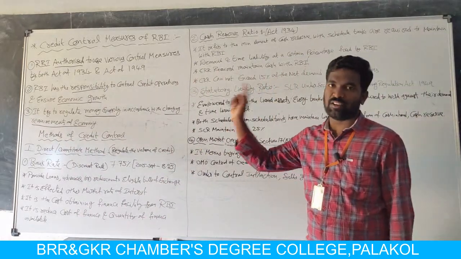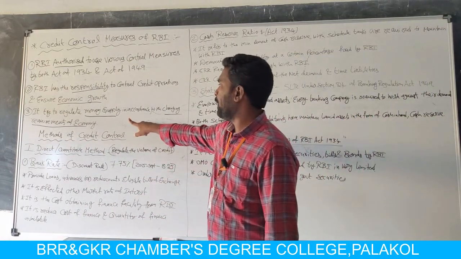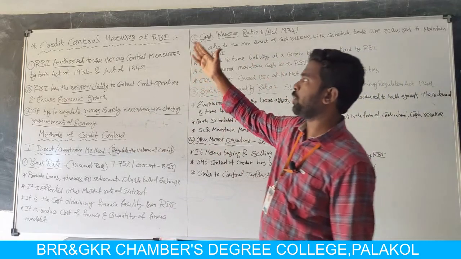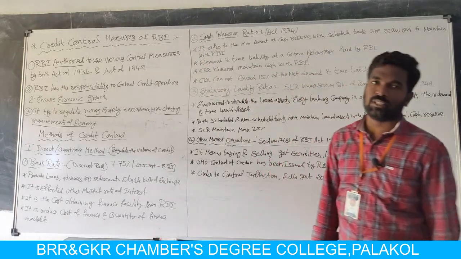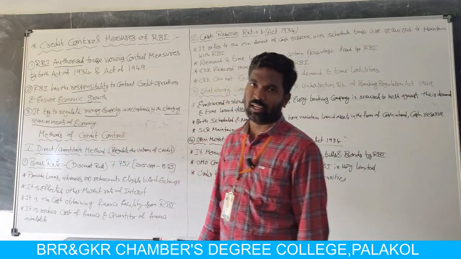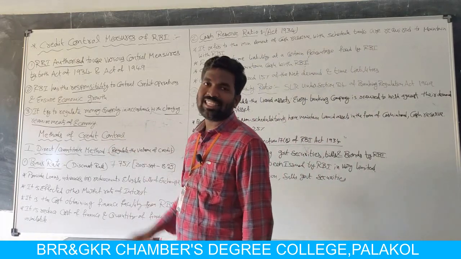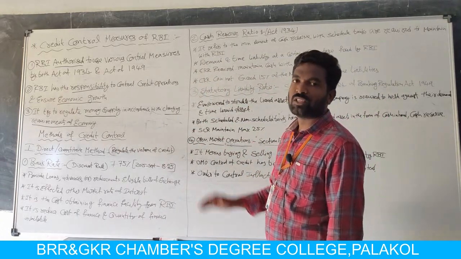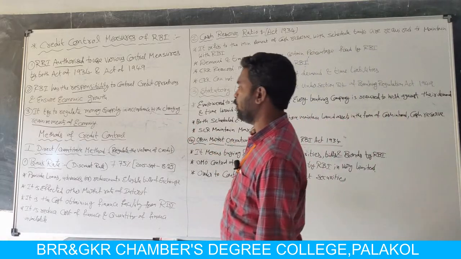In the first point, RBI is authorized. Then the second point, responsibility and economic growth. And the third point, money supply according to the changing requirement of the economy. So this is the meaning of credit control measures of RBI. So what are the methods? The methods are mainly two types. First one is direct or quantitative method. Second one is indirect or qualitative method.